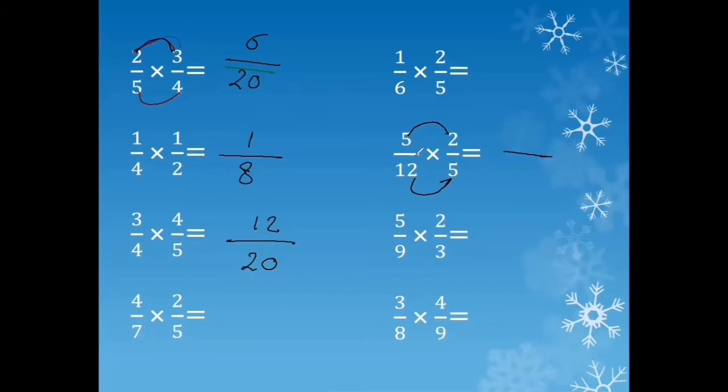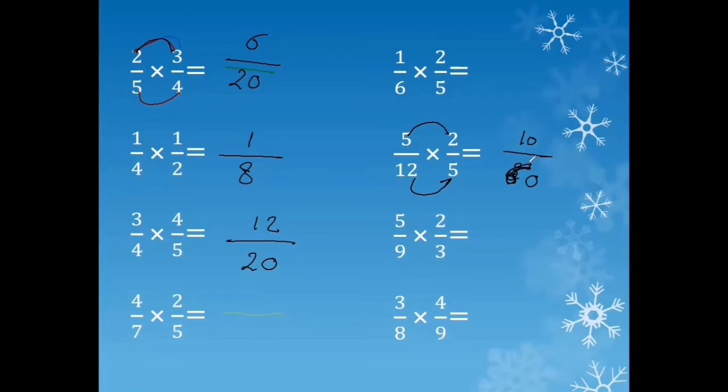5 multiply 2 is 10, and 12 multiply 5. 5 multiply 12 is 60. Excellent, wonderful. Now, this is the main idea. Who can give me the main idea of this exercise?